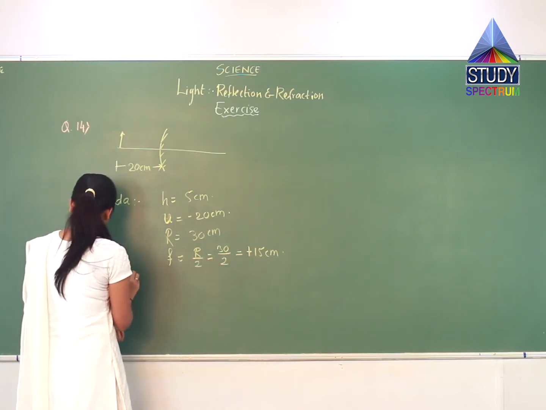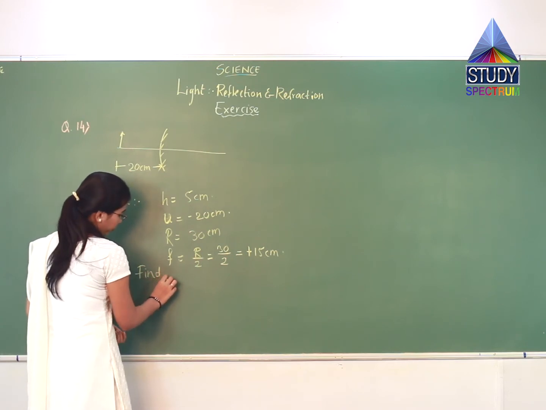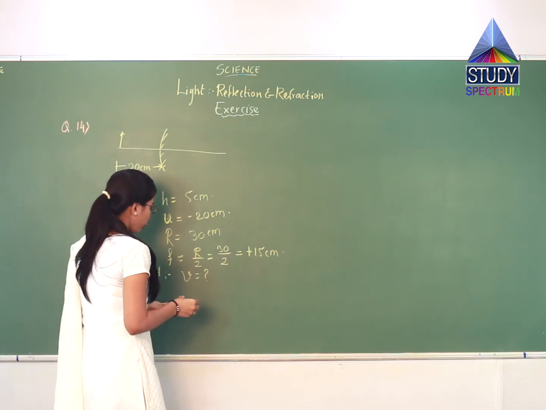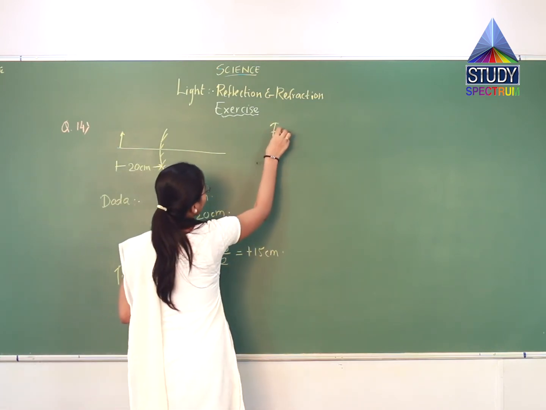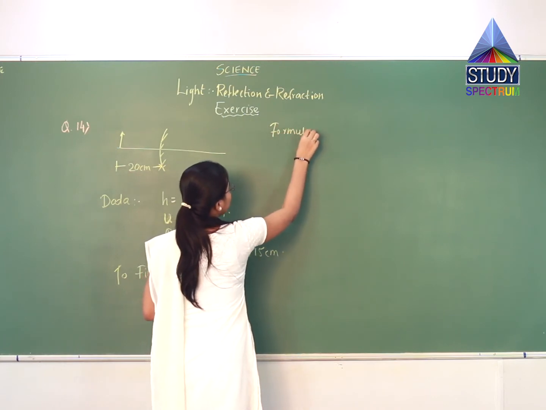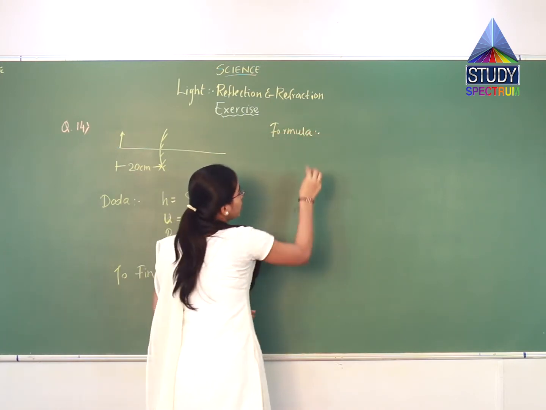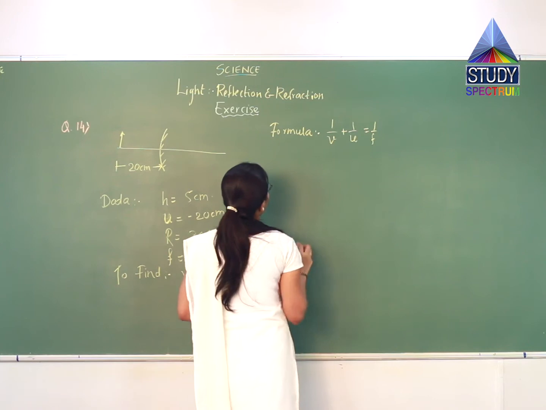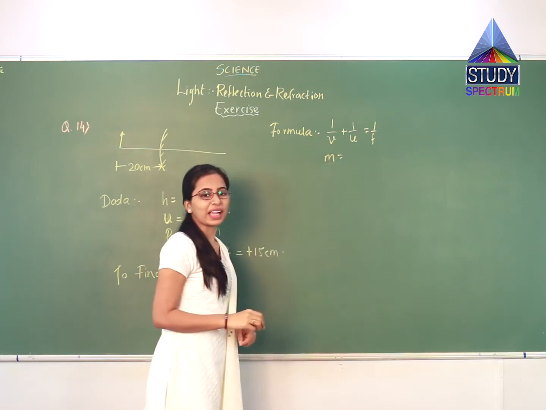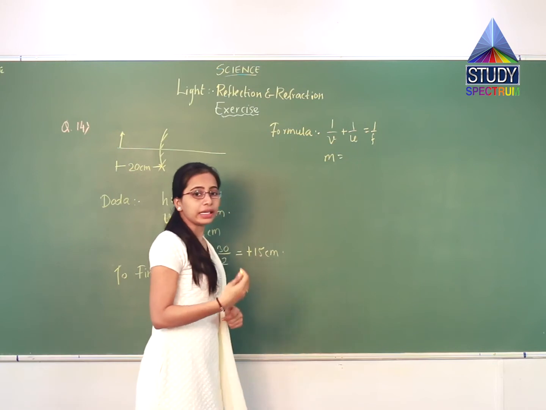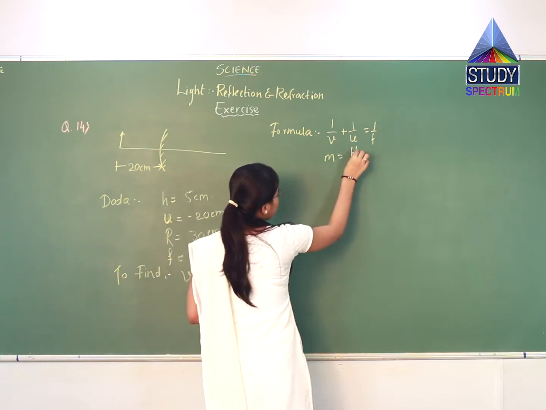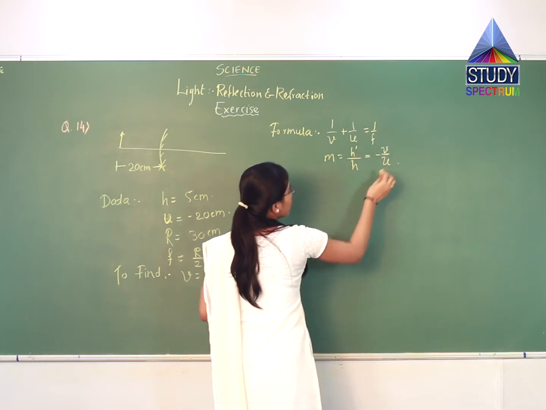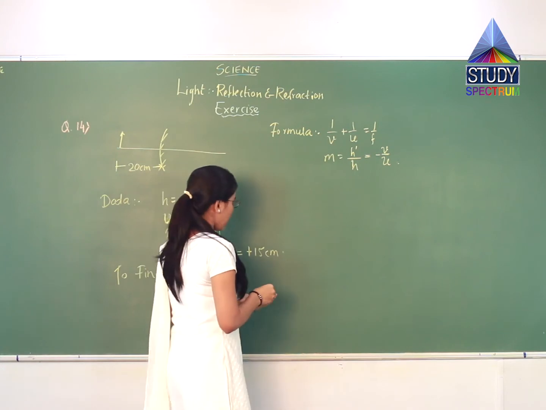Then we have to find the distance of the image and its nature. So the formula that we will use here is the mirror formula, 1 upon v plus 1 upon u is equal to 1 upon f. Also we need the formula of magnification in order to find the nature and size of the image. So it is h dash upon h, also it is minus of v upon u. So let us start solving.